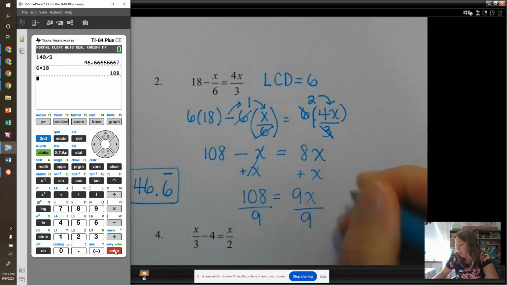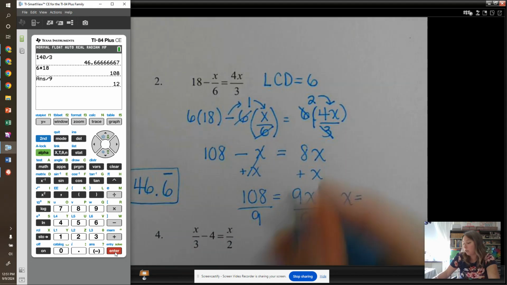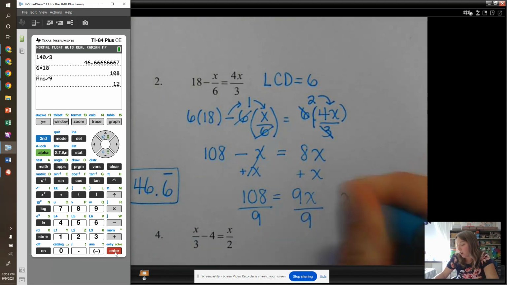108 does evenly divide by 9. And again, you can just press your division because we already had 108 right there. And divide by 9 to get 12 as our answer for x here.